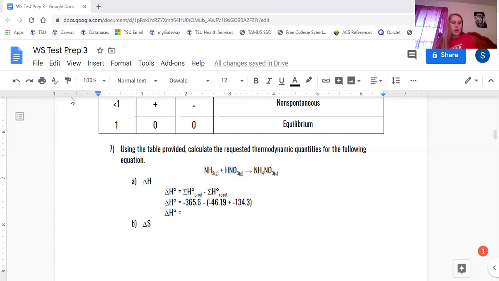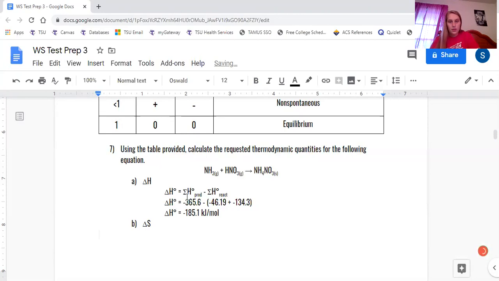Perfect. Negative 185.11. That's exactly right. If you're being a stickler for sig figs, just keep negative 185.1, because this only has one sig fig after the decimal, and so does this one. So we would just leave it with that. So it's negative 185.1, and that's going to be kilojoules per mole.